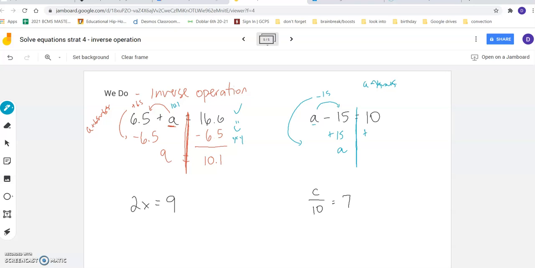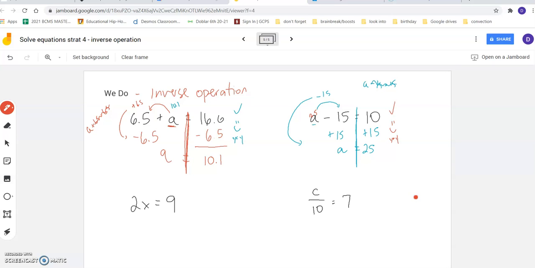Have to do it here too. 10 plus 15 is 25. Let's check and make sure that's right. If a was 25, then this would say 25 minus 15 is 10, which it is.